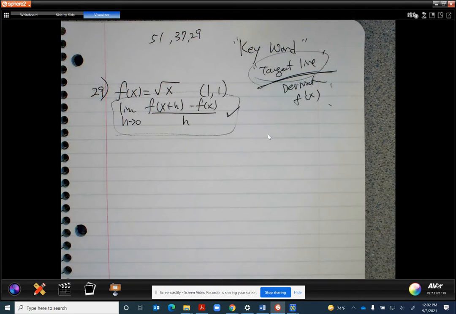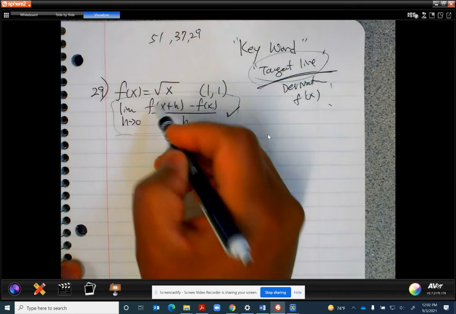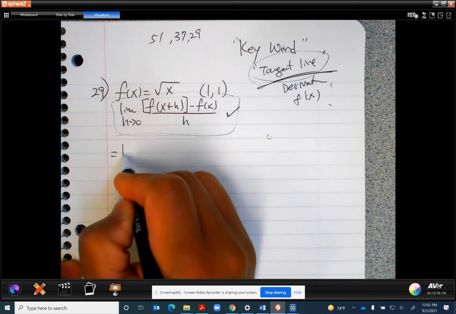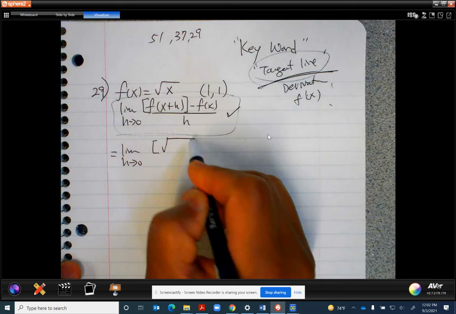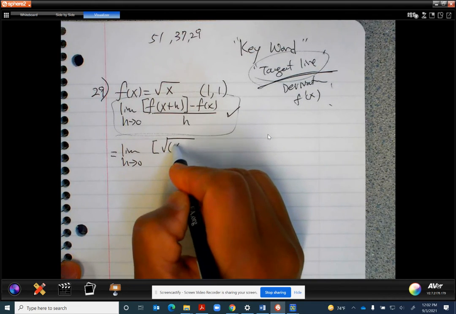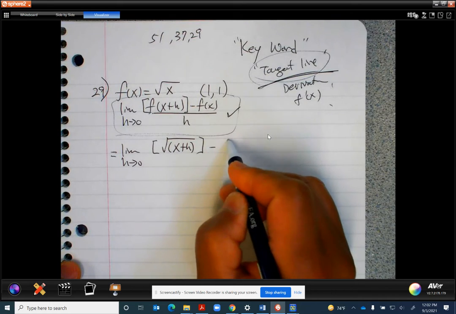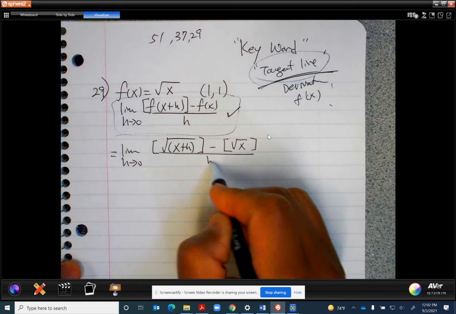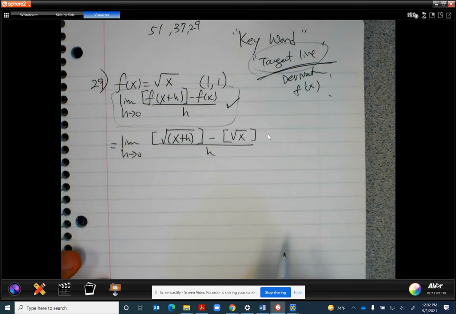Are we clear? Okay, now you help me. Don't copy this, just help me. Tell me what f of x plus h is in this case. It is square root of x plus h. Very good. Minus square root of x. Very good. All over h. Remember, I put brackets and parentheses, but later on I do need to take them out. So I'm going to take out all the parentheses and brackets.